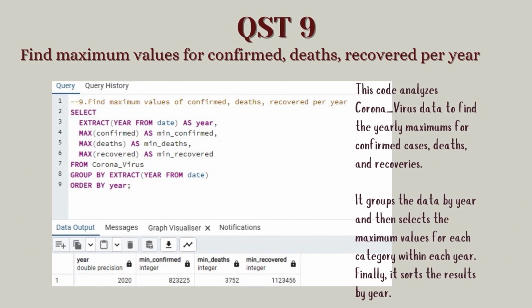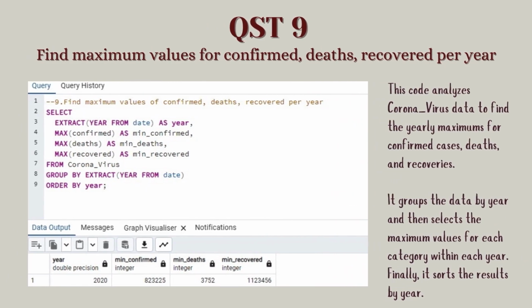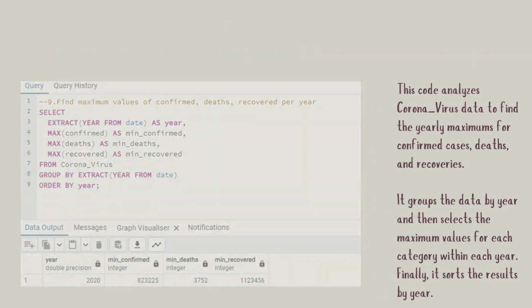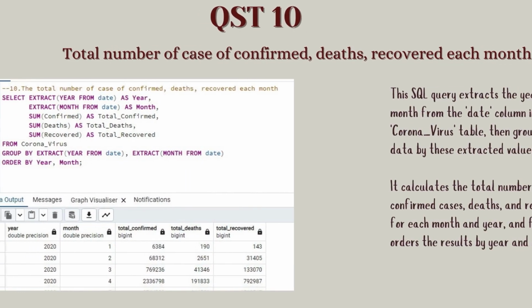Our 9th analysis question is to find the maximum values for confirmed, death, and recovered. Just as we said with the minimums, the maximum query is nearly the same, only that this time we're using the max function.